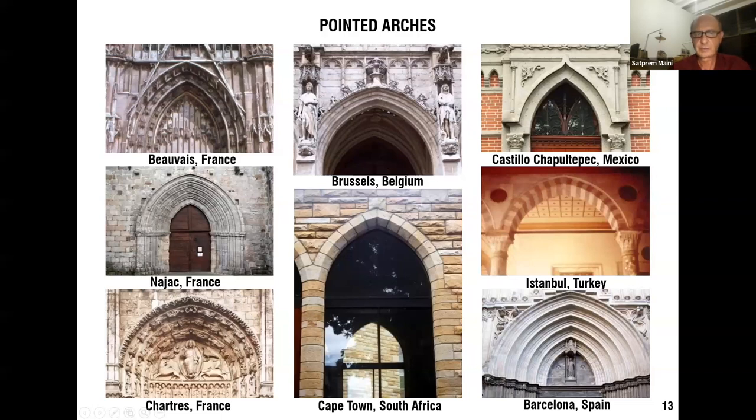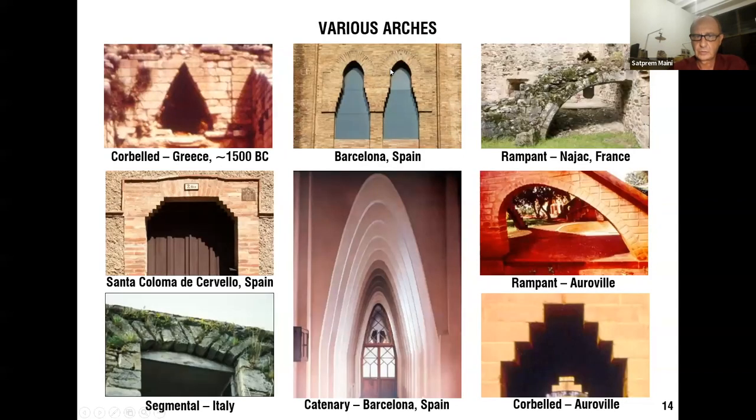Then different types of arches. You have here a corbel arch in Greece. This is the entrance of the tomb of Atreus, which was the tomb of Agamemnon. So about 2,500 years old. In Spain, a lot of arches based with catenary shape, like was done by Gaudi in Barcelona.